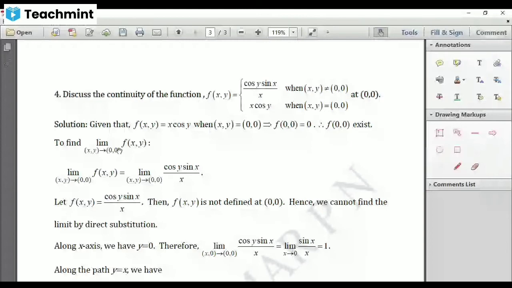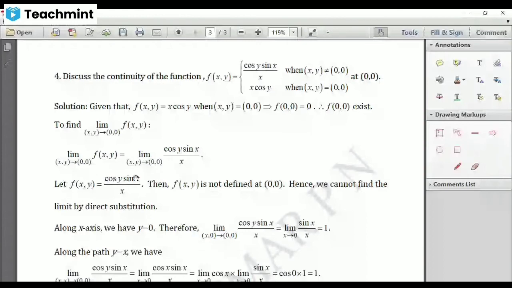Now let us find out the limit of this. The limit of f(x,y) as (x,y) tends to (0,0) is this. We cannot find the limit by direct substitution. Why? If you put x equal to 0 and y equal to 0, cos 0 is 1, but sin 0 is 0. Here x is 0, so you'll get 0 by 0. Therefore, this function is not defined there. Hence, we have to go for alternate methods, that is, approaching (0,0) by different paths and obtaining the limit. Whether those limits are equal or not, that we have to verify.